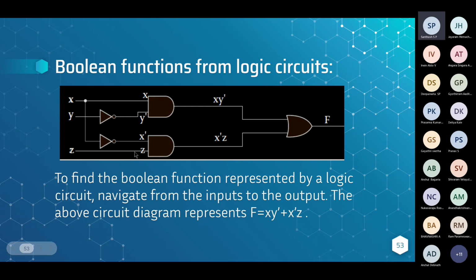Now I'm considering the other AND gate. We have z, which is directly passed to the input of the AND gate, so it stays as such. But x over here passes through another NOT gate. So the input x gets inverted to x dash, and the inputs of the AND gate are x dash and z. The output of the AND gate just multiplies both of these binary variables, and we get x dash z. The final OR gate gets x y dash and x dash z as inputs. So the final output is f equals x y dash plus x dash z.